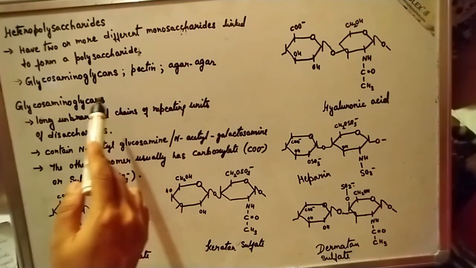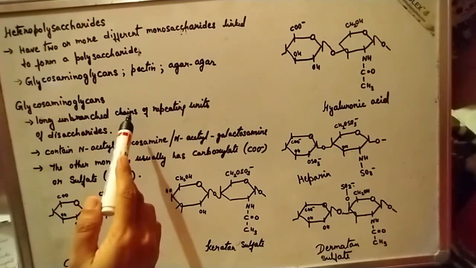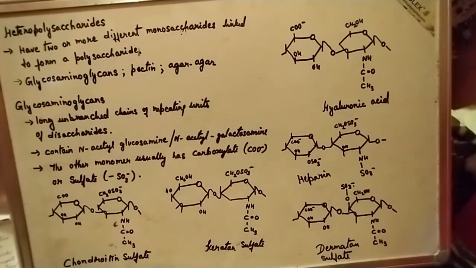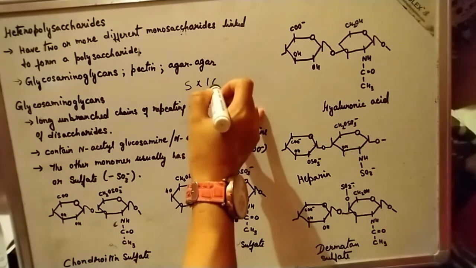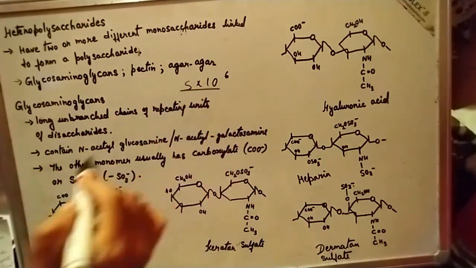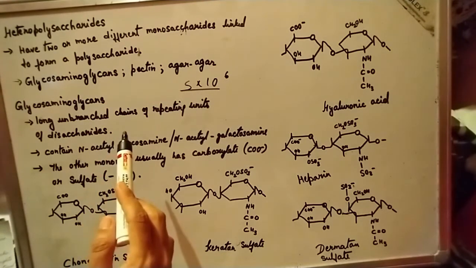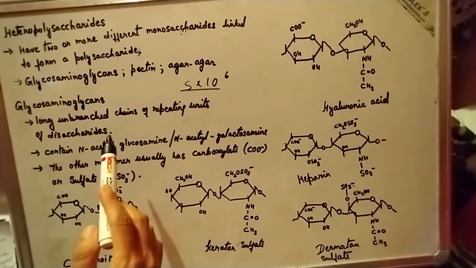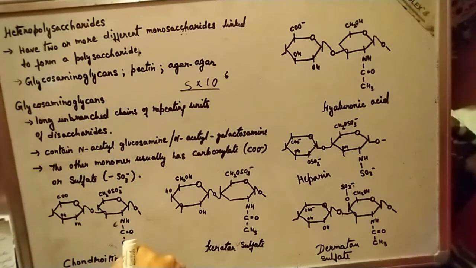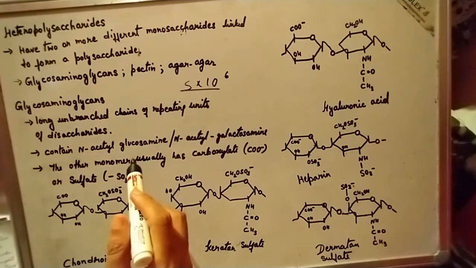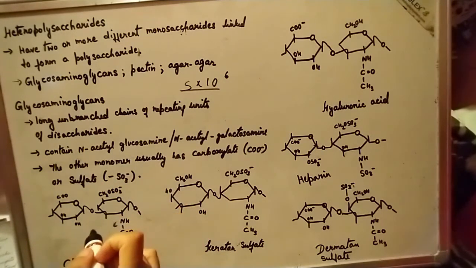mucopolysaccharides. They are gelatinous substances of high molecular weight, up to about 5 into 10 to the power 6. So they have a very high molecular weight, and most of these act as structural support material for the connective tissue or mucous substances of the body, and they serve both as a lubricant and a cementing substance.